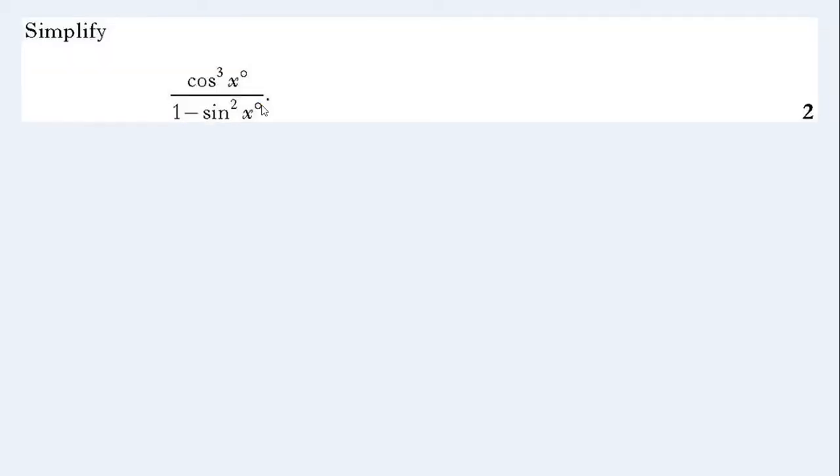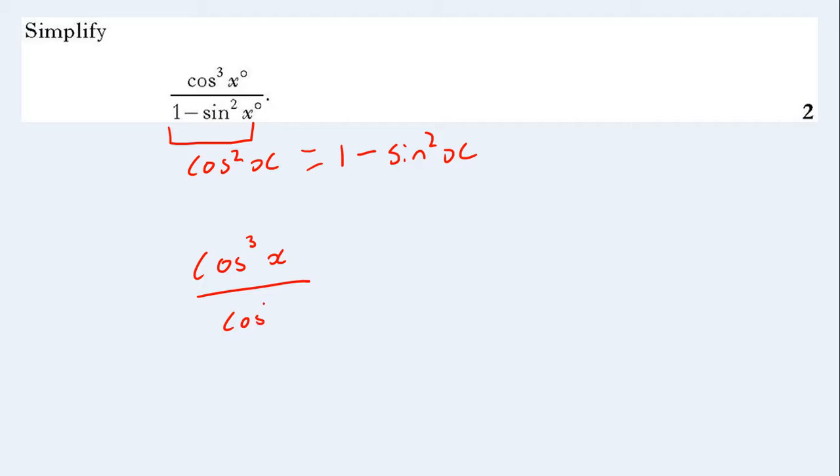Okay, so we've got this one here. And again, I'm hoping that you're seeing 1 minus sine squared x and thinking, oh, that's cos squared x. Yeah, we're using this. So we can write out cos cubed x over cos squared x.